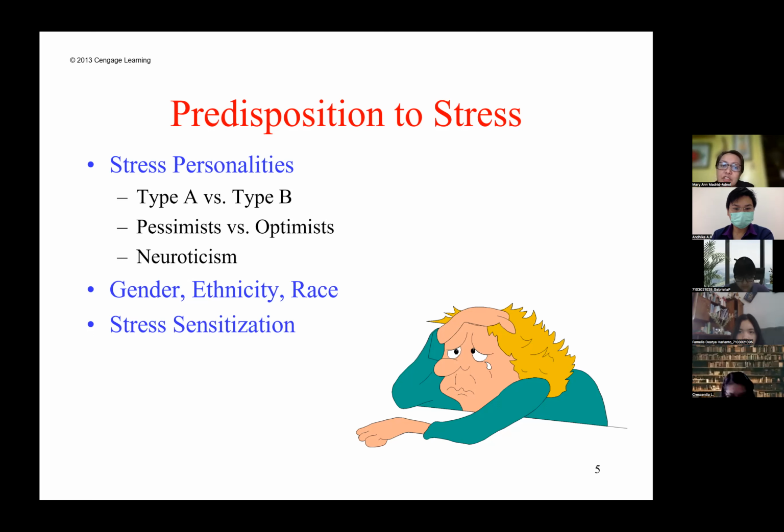There is also a thing called stress sensitization. This is otherwise known as stress inoculation. What does stress sensitization or inoculation mean? It means that people who always experience stress had some kind of a way already of adapting. Since they always experience stress, they are already prepared to deal with stressful things. So they are used to it, therefore they are better in coping with stress. They are already desensitized, no? To experience stress, therefore, when stress comes along their way, they are better able to cope with it.